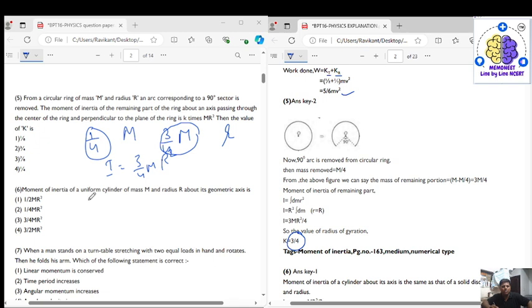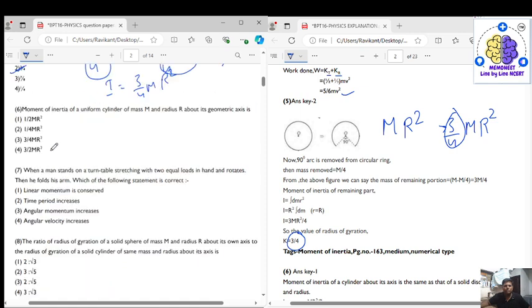So the correct answer for question number 5 is 3 by 4, which is option 2. Right? Getting my point? This mass had moment of inertia m r square. When mass is removed, it has moment of inertia 3 by 4 m r square. Right? So the factor by which it is changing is 3 by 4. The correct answer is your option 2, right? Now, next, coming to question number 6.